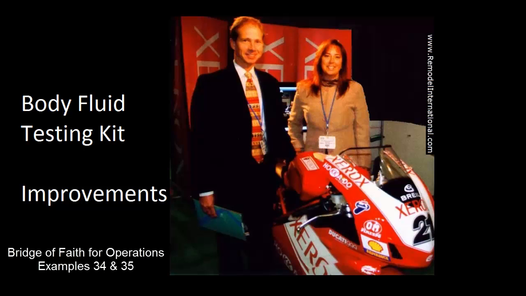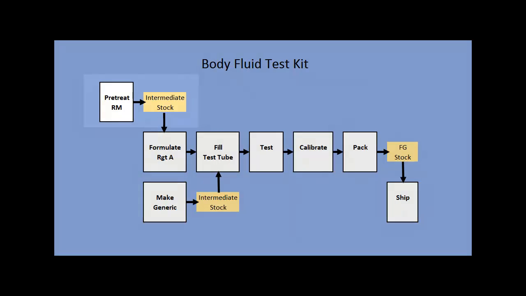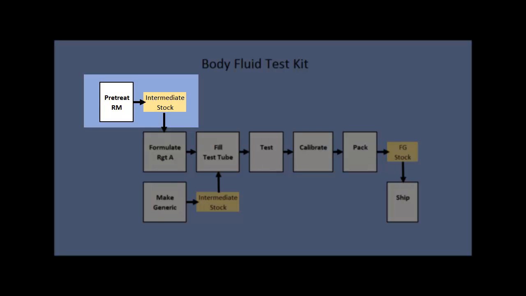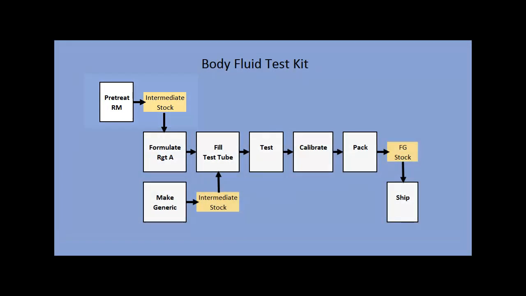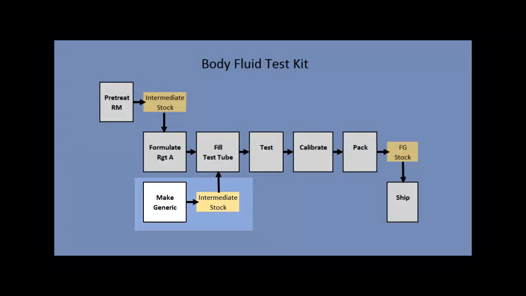This example looks at a body fluid test kit, which in many respects is like the reagent test kit that we looked at previously. The product has 11 variants and it includes a test tube that is filled partly with a generic solid and partly with a chemical that's unique to each product variant. So the unique product variant chemical comes in as a raw material which has to be pre-treated, and that pre-treated raw material is held as an intermediate stock. Likewise, the solid material is made as a separate process and the stock of that is held.